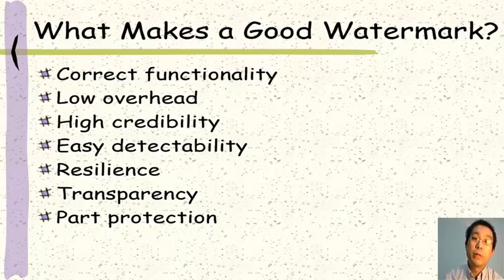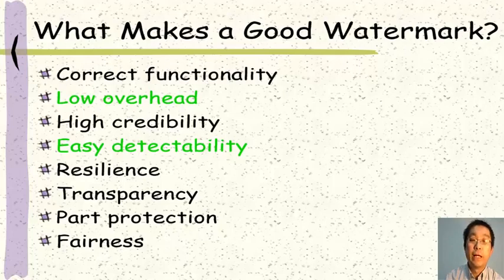Ideally, a good watermark can also be used to protect specific parts of the design in addition to the entire design. This is important in the reuse-based design practice because IPs will be integrated and the designer may not be able to insert watermarks to all IPs. Finally, as we have seen before, a good watermark should be fair to all the designers or all the possible signatures. Next, we will use low overhead and easy detectability to demonstrate how these features can be achieved.